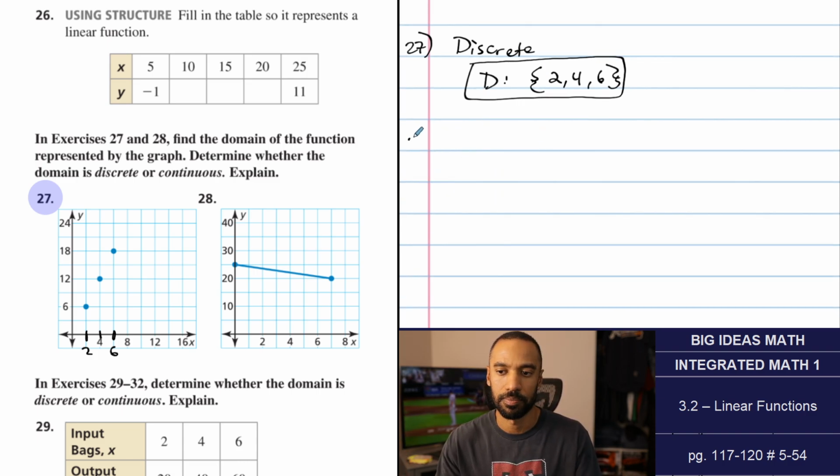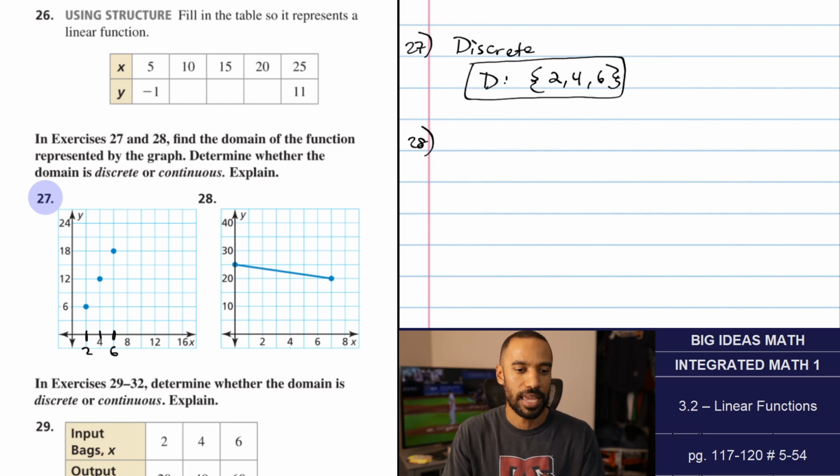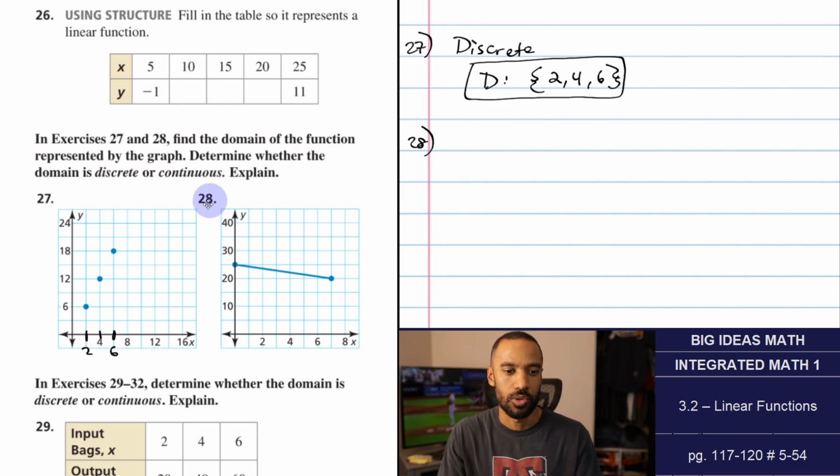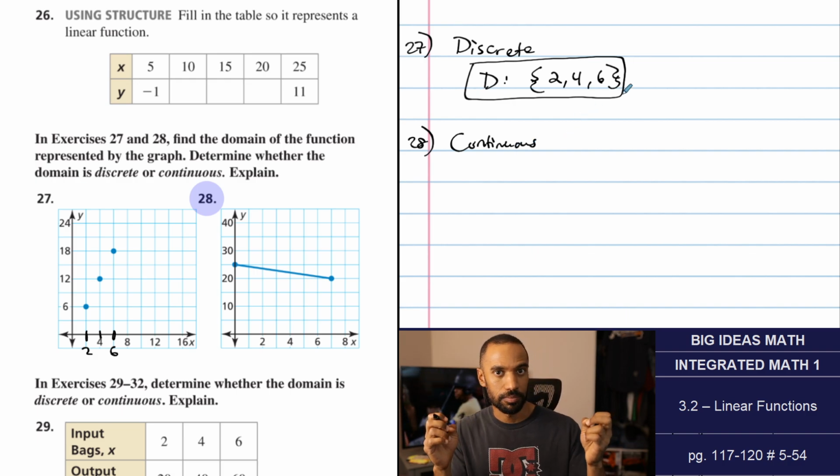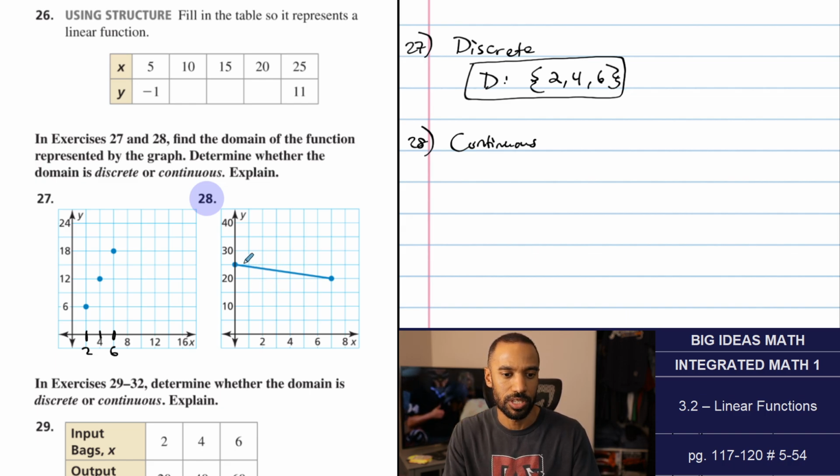I can write them as a list. Number 28, on the other hand, you can't lift the pencil off the paper without connecting all infinite numbers of points. That would make it continuous. The graph is a line segment. It's all connected. The points are connected, and it's not just these 2 points. It's every single point. There are points all over the place right here.